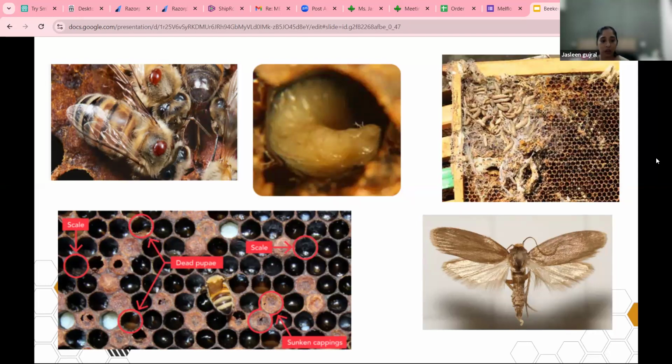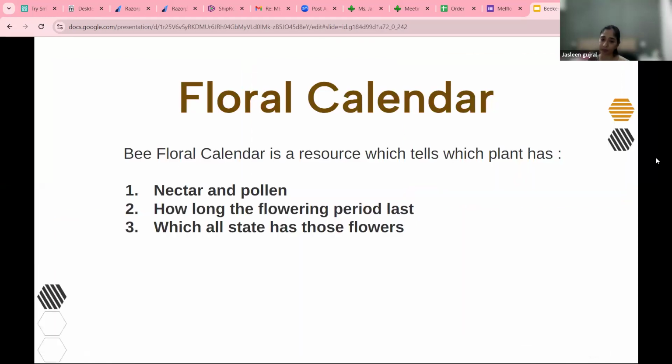Then next, here we come to the floral calendar. The floral calendar is basically what tells us when nectar and pollen are available, like which month, which state, how long the flowering period will last, and which states have those flowers. So the floral calendar helps the beekeeper with migration in order to extract whatever honey they are able to extract from those flowers. It is a very, very helpful resource for the beekeeper.